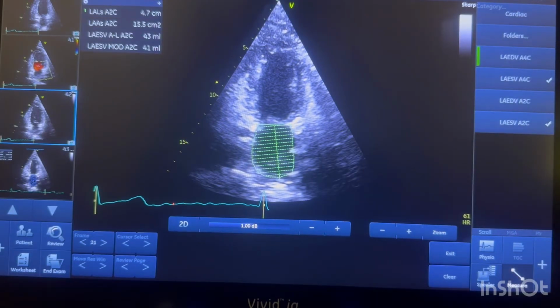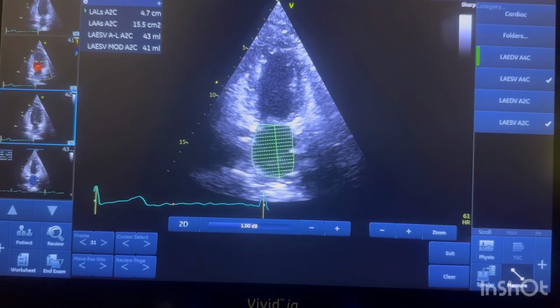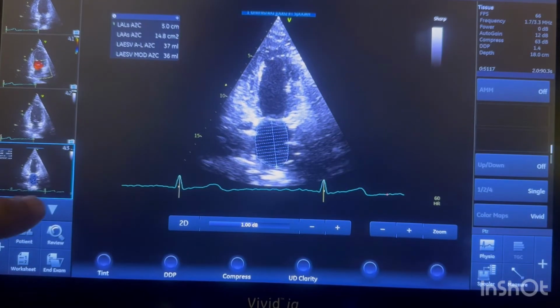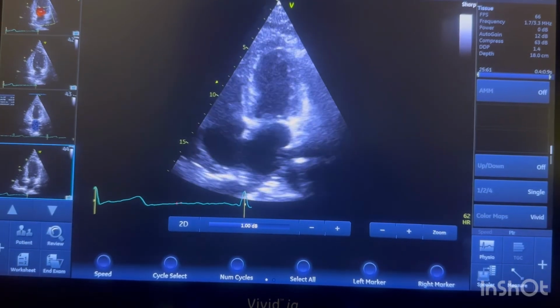This is how you are going to measure. This will give you the LA volume, and then you will put the height and weight, and it will give you the LA biplane volume index. So this is how you are going to measure LA in 2 chamber. And we'll go to the next view, which is this, and now we will do the LA 4 chamber measurement.